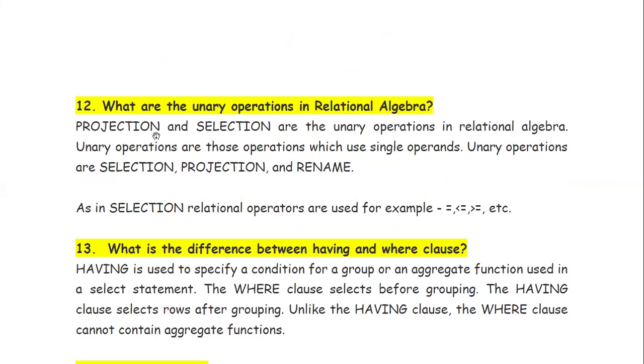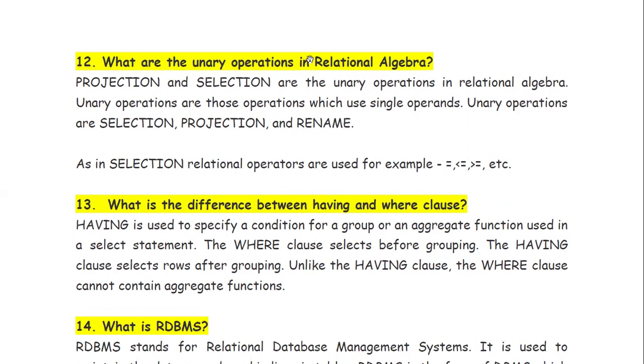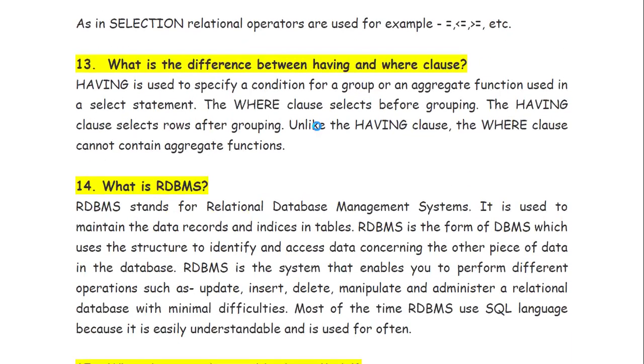Okay, let's come to the next question. What are the unary operations in relational algebra? Unary operations: projection and selection. Unary operations are those operations which use single operands, like projection, selection, rename. So remember, again, I'm telling, unary operations are those operations which involve single operands. Selection and projection are some very famous examples.